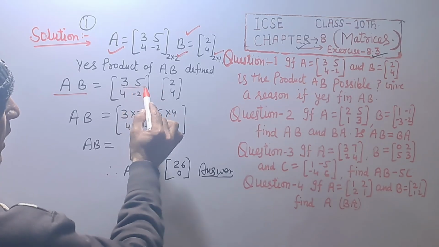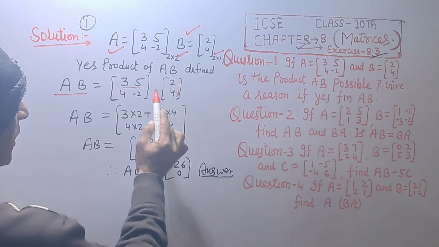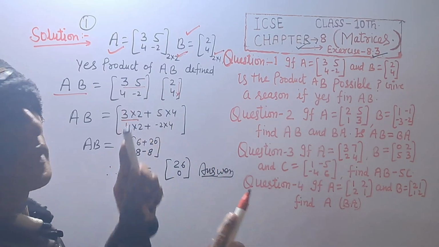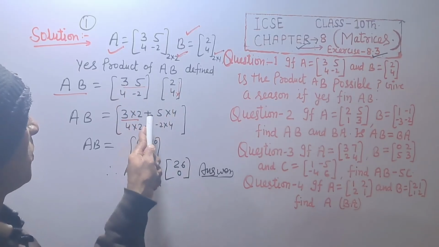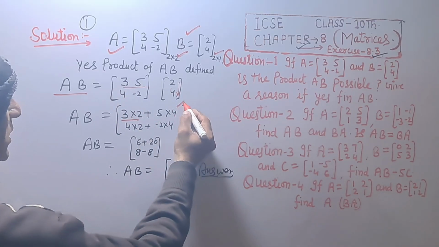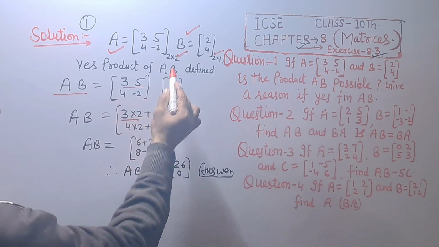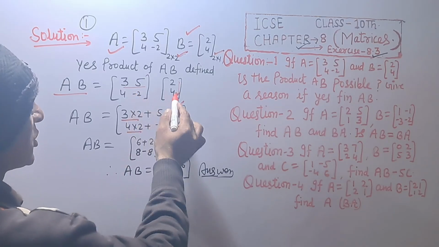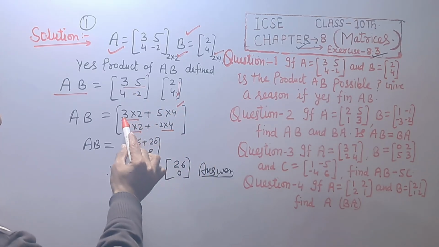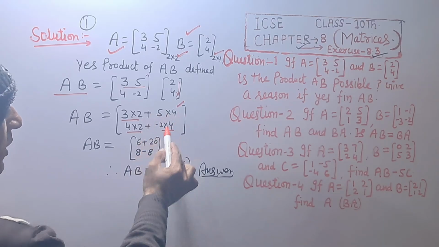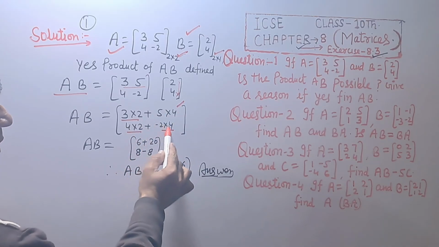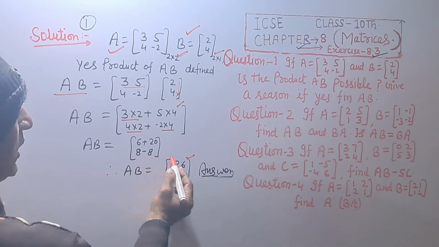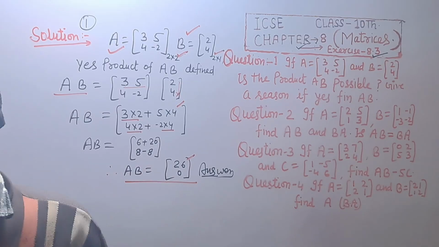First row multiplied by first column: 3 multiplied by 2 plus 5 multiplied by 4, that is the first entry. And second row multiplied by first column: 4 multiplied by 2 plus minus 2 multiplied by 4. That is equal to 3 2s are 6 plus 5 4s are 20, 4 2s are 8 minus 4 2s are 8. 20 plus 6 is equal to 26, and 8 minus 8 is 0. Answer.